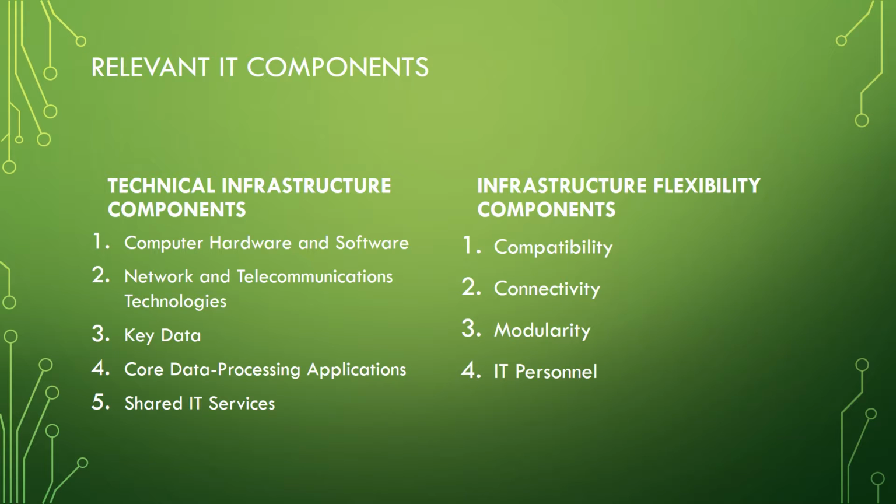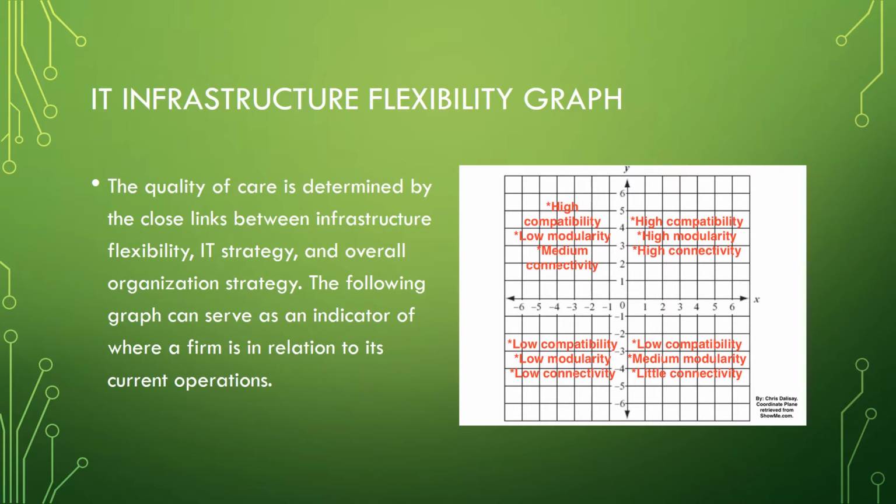It is fundamental that a firm's IT strategy is closely linked to its organizational strategy, of which the degree of infrastructure and flexibility determines. IT infrastructure and flexibility graph. Communication is a great key to enhancing services and collaboration within and outside a business, which plays into IT infrastructure flexibility. To visualize how this works, it would help to put compatibility, modularity, connectivity on a coordinate plane.